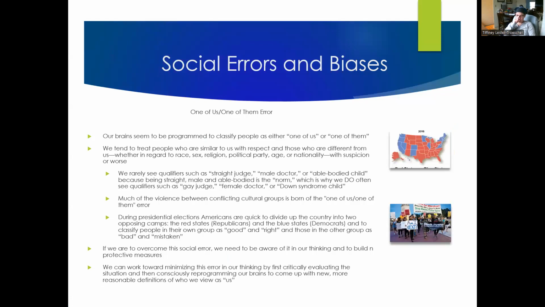So our one of us versus one of them error, I don't think this will come as a surprise to anyone. I think we all know what this means. We have an innate urge. There's just something about humans where we automatically want to view the world as what we know, what we're familiar with, what we're comfortable with. That's the us versus them. What we don't know, what we don't understand, what we're not familiar with, what is different from us, right? Us and them. And this is literally how our world functions, is us versus them, for better or worse.